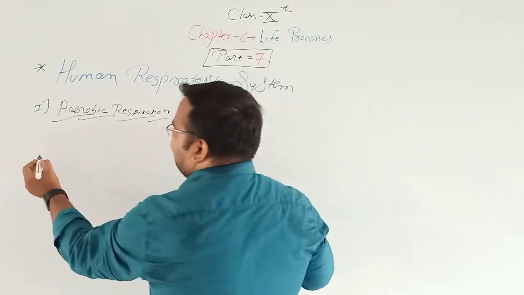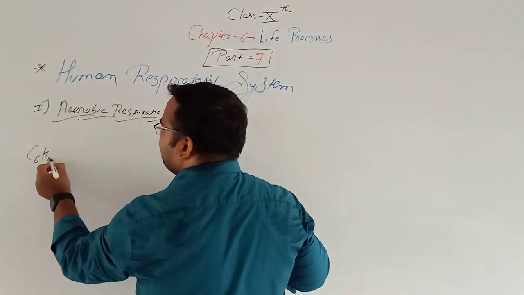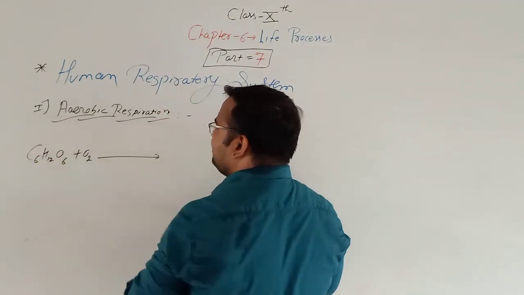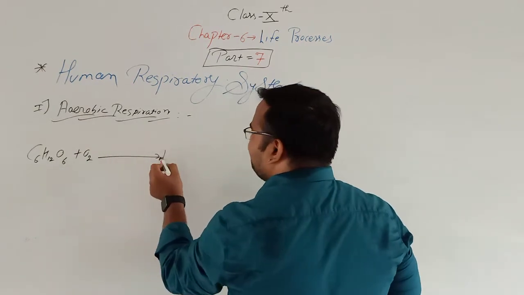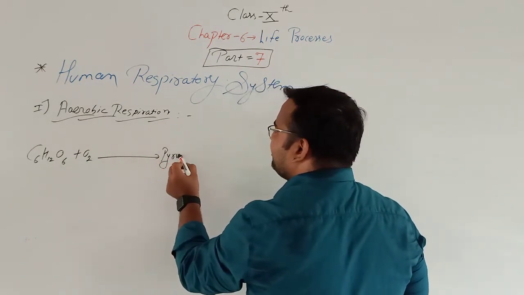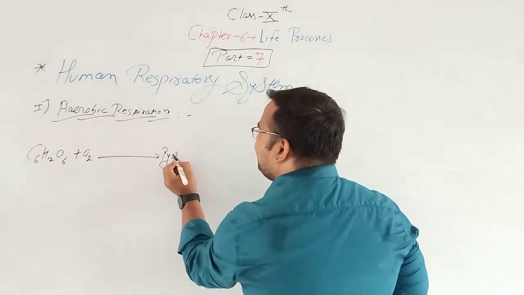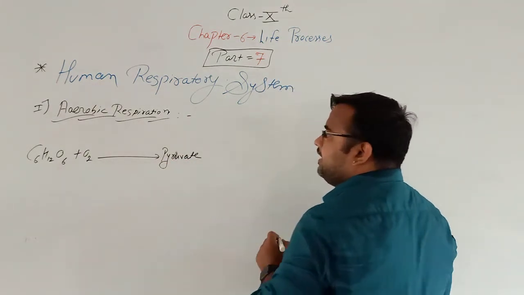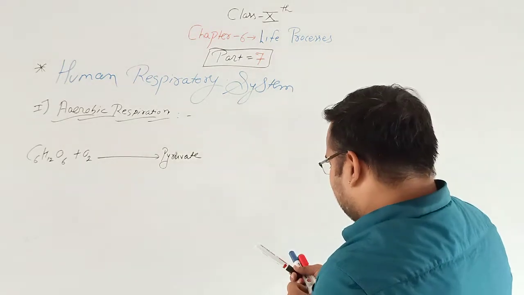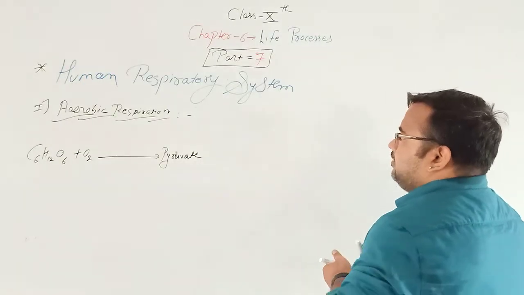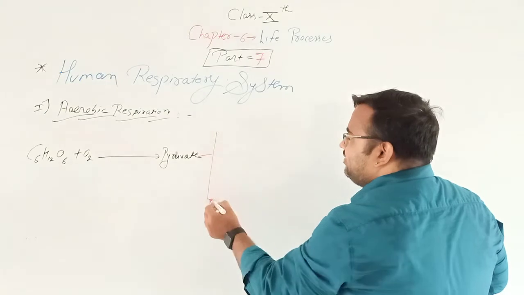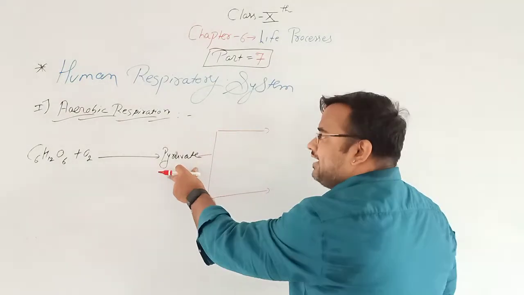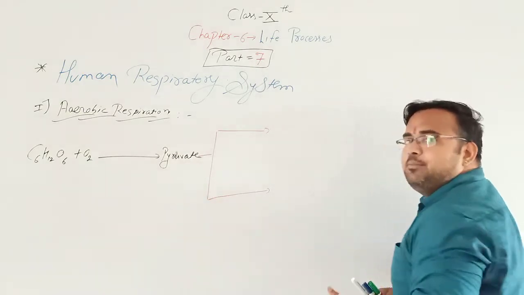See, first, glucose is broken down in the presence of oxygen. The enzyme which will be formed is known as pyruvate. Pyruvate enzyme is formed. Now, this pyruvate will break down depending on the amount of air.